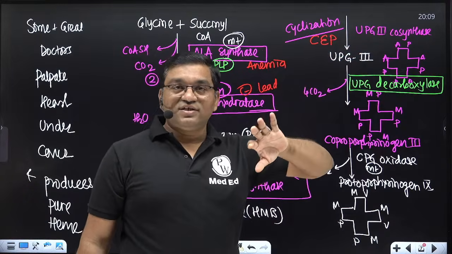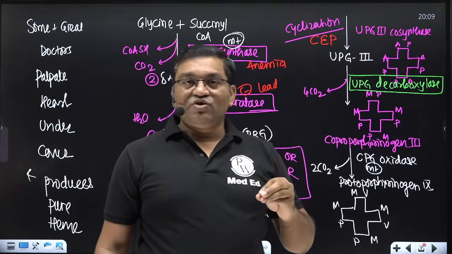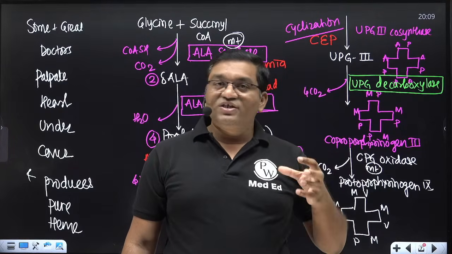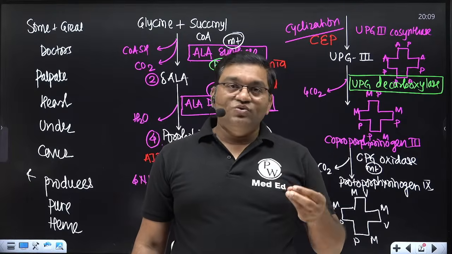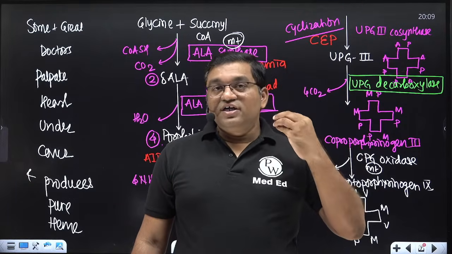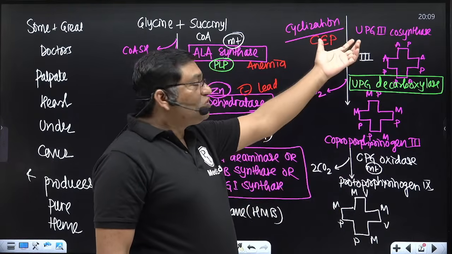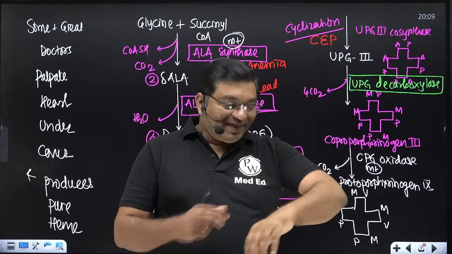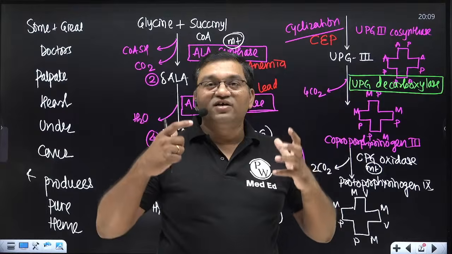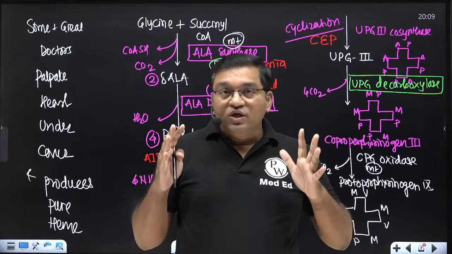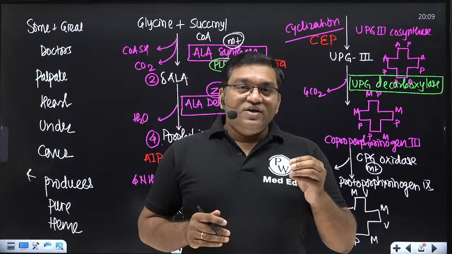Wood lamp examination of urine shows red fluorescence. Also wood lamp examination of the teeth shows red fluorescence, known as erythrodontia, in congenital erythropoietic porphyria. Because of repeated photosensitivity, repeated lesions, scarring and hairs, this gives an ugly look. So they look like werewolves.